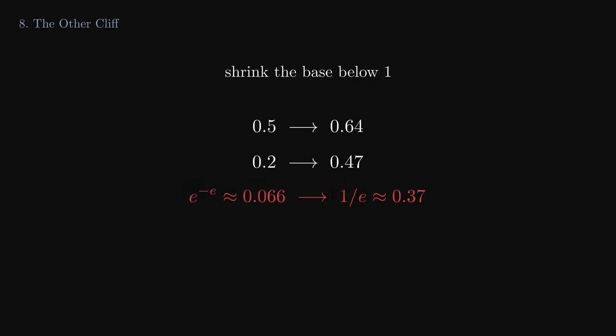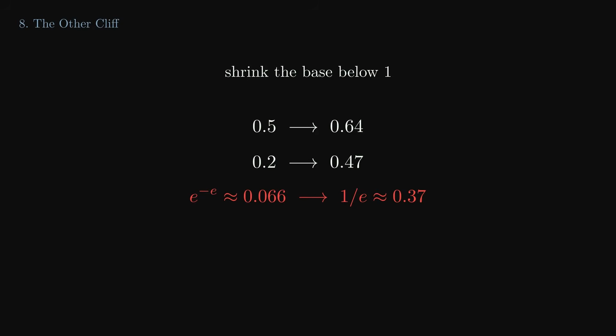Now shrink the base the other way, below 1, and a second, stranger edge appears. Bases between 0 and 1 behave at first just as nicely. A base of 1/2 gives a tower that settles at about 0.64. A base of 0.2 settles near 0.47. Smaller and smaller bases keep landing on smaller and smaller finite heights, all the way down until the base reaches about 0.066.